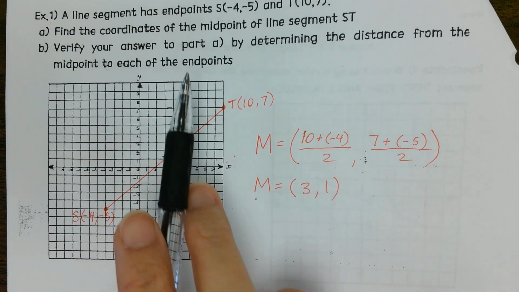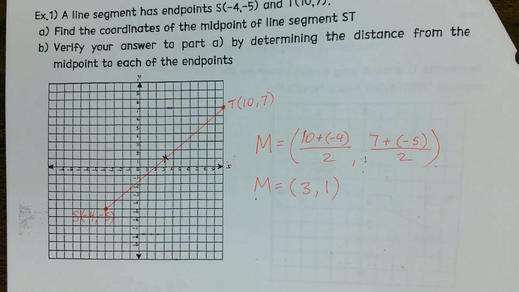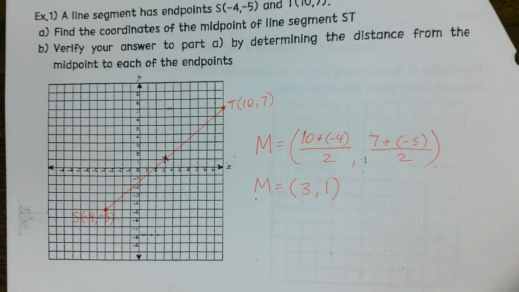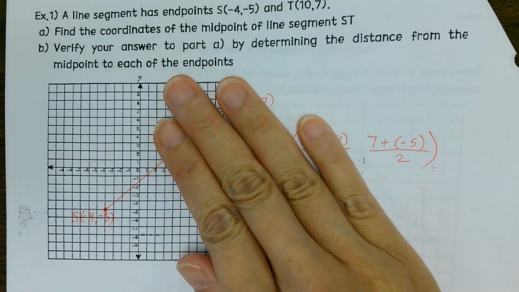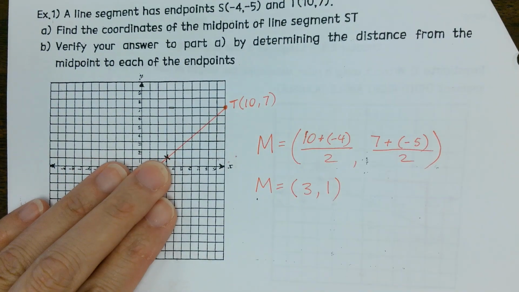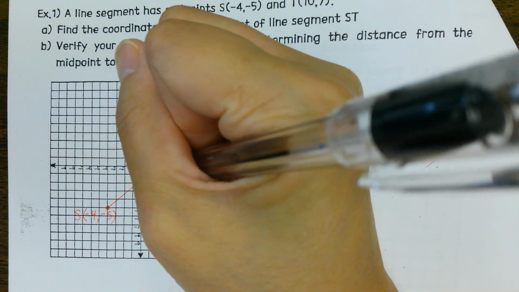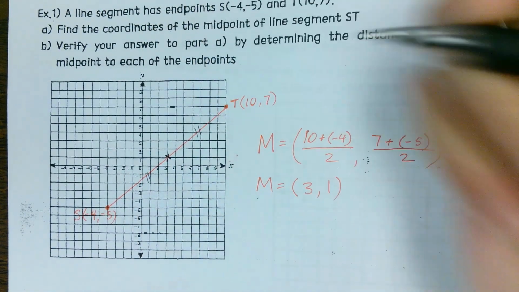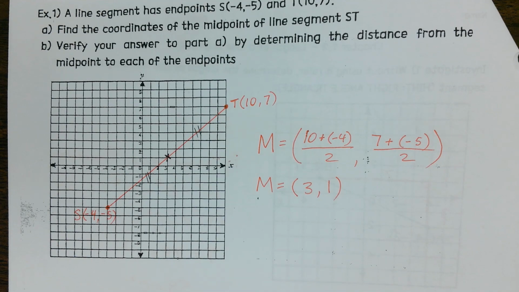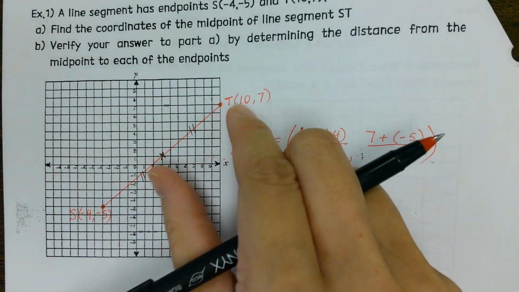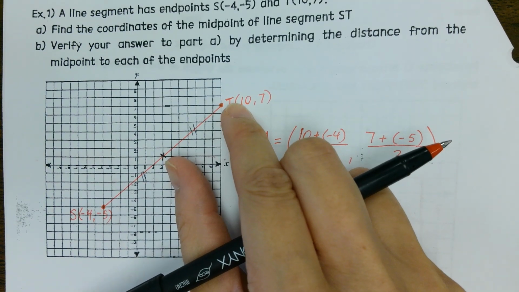Okay. Verify your answer to part A by determining the distance from the midpoint to each endpoint. So what's the connection between this part and this part? Yep, they're equal. If it's the midpoint, it means that it's the same distance from both sides. If I want to check the length of this with the length of this, what formula do you think I should use?